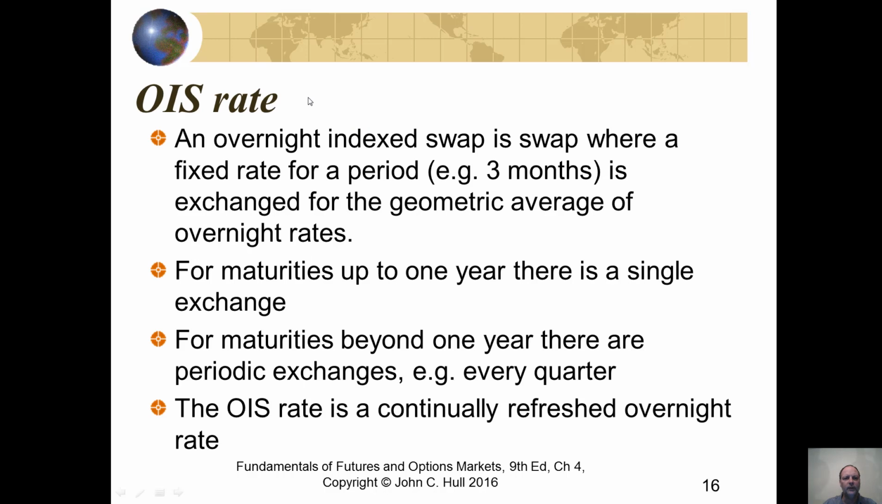Another type of interest rate is the OIS rate, or the overnight index swap rate. An overnight indexed swap is a swap where a fixed rate for a period, e.g. 3 months, is exchanged for the geometric average of overnight rates. For a swap maturity of up to 1 year, there's a single exchange of payments at the end of the year. For maturities beyond 1 year, there are periodic exchanges, perhaps every quarter, and the OIS rate is a continuously refreshed overnight rate.